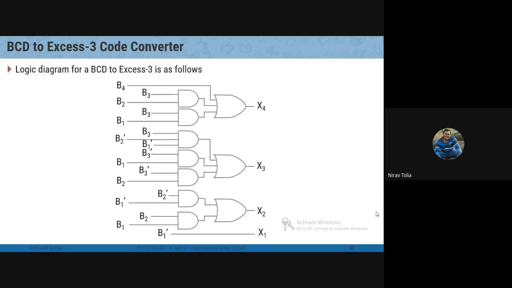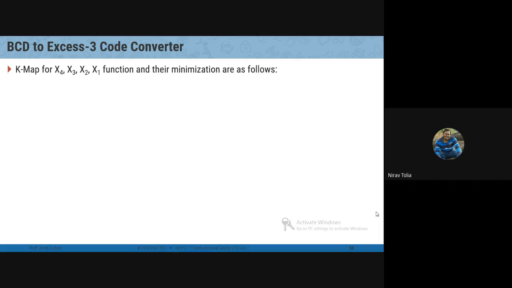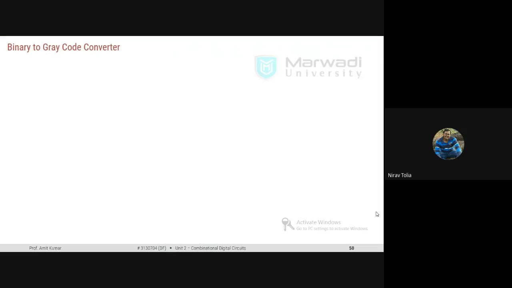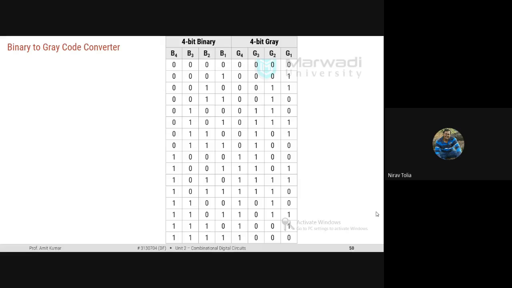In that, we learned about the binary to gray code converter, and also the BCD to XS3 code converter. For that we have to focus on the truth table. First of all, we have to draw the truth table of a 4-bit binary to gray conversion. From the truth table, our output is a gray code, G4, G3, G2, and G1.